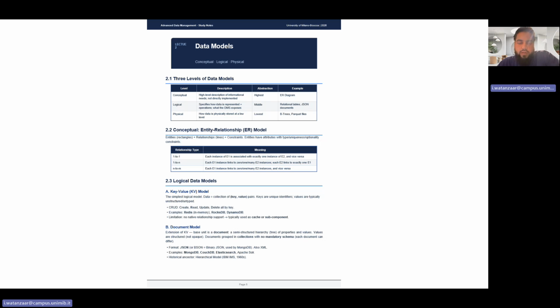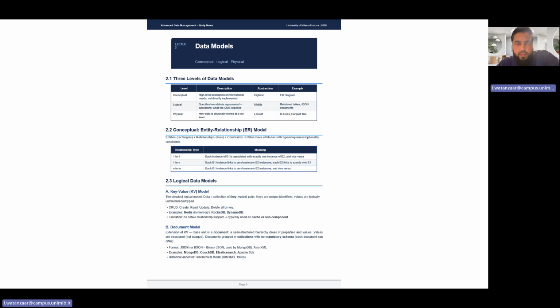Constraints are some type of conditions we are applying. Entities have attributes with a type, uniqueness, optionality, and constraints. Further, each entity has its attributes with its own type, either uniqueness or optionality or more constraints. There are multiple relationship types when we are designing the entity relationship diagram. We have three main relationship types, and their meaning is represented here.